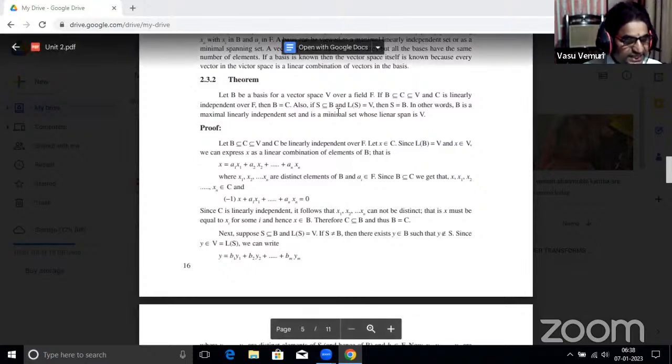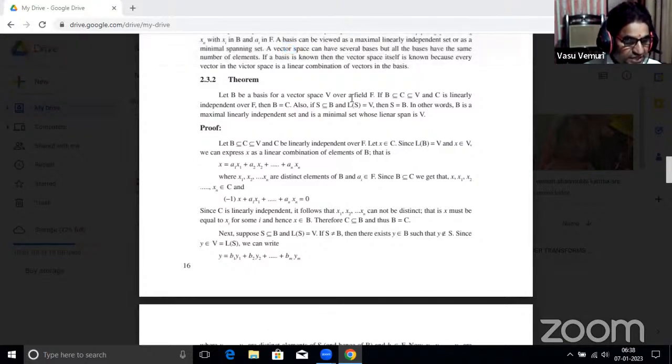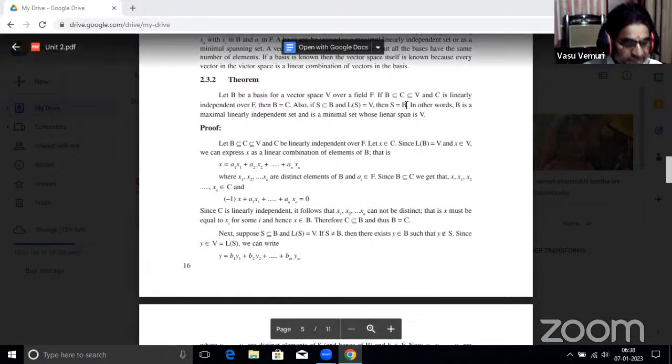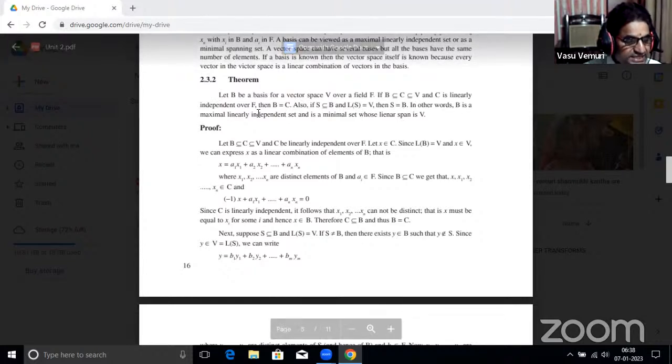At the same time, S ⊆ B is another subset. Then if the linear span of S equals V, S equals B. In other words, the statement is that B is a maximal linearly independent set.